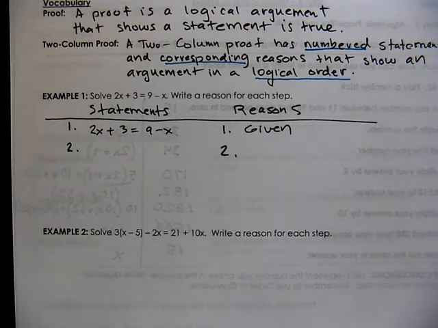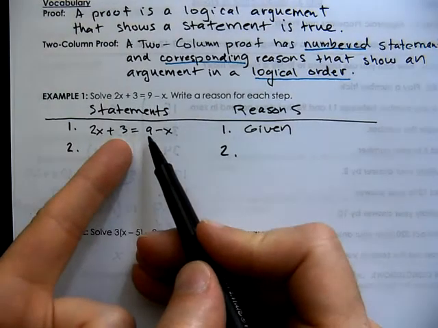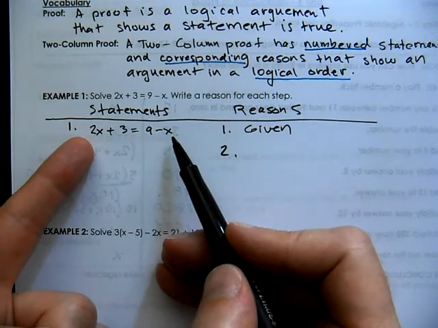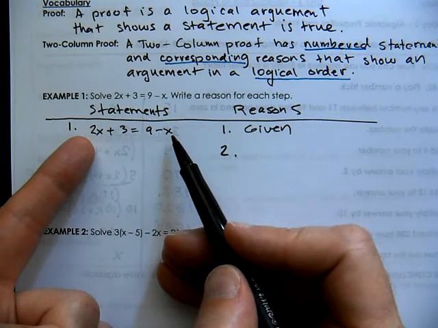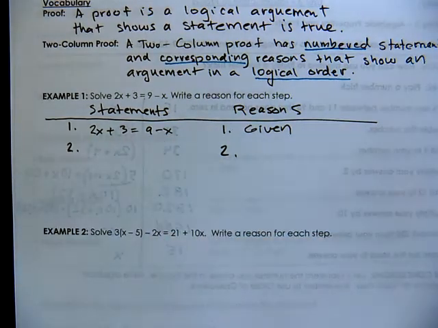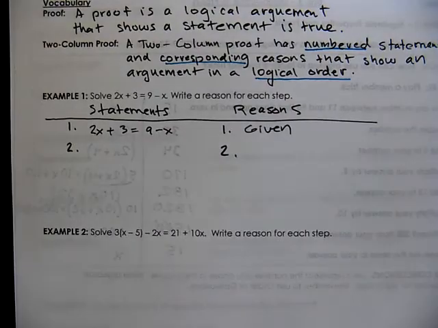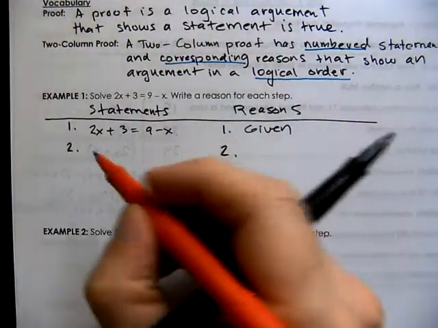So, where might we start? We could try to move the constant terms to the same side, or we could try to move the variable terms to the same side. Got to pick one or the other. You can't do both at the same time. So I'm going to start off with the x's. I'm going to move all of the x's to the left.